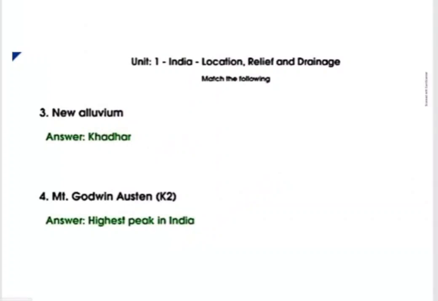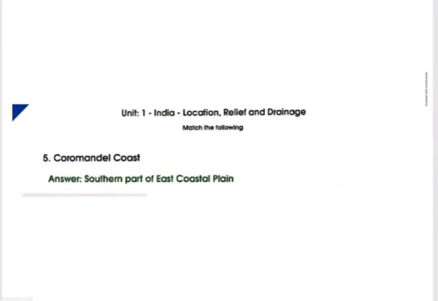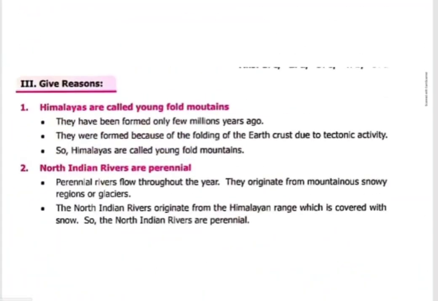The next one, Coromandel Coast. Where is it located? Southern part of the East Coast Plain. So that is called the Coromandel Coast. So these are the match the following answers, children.